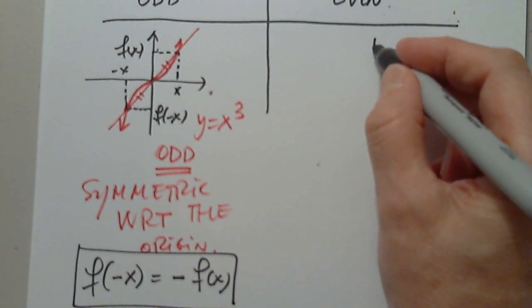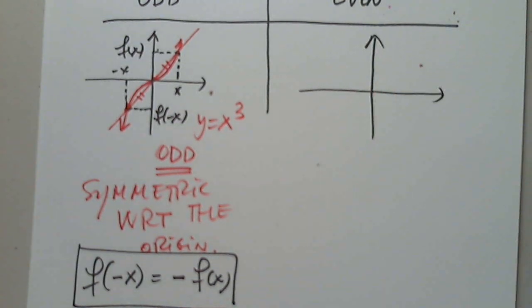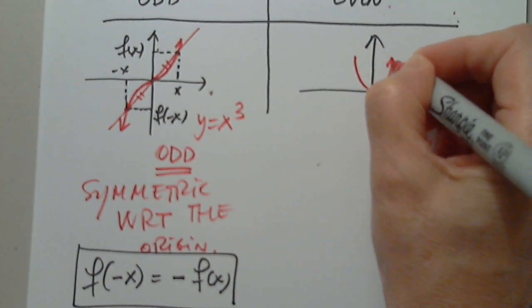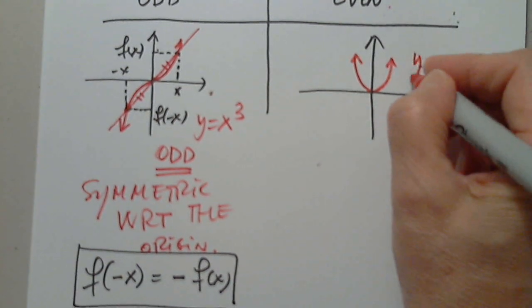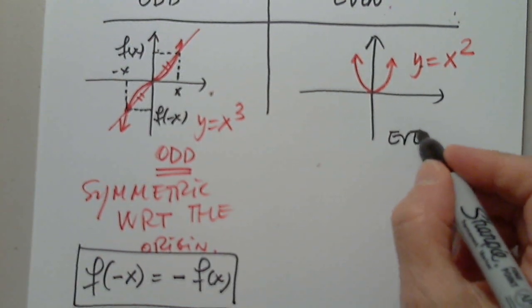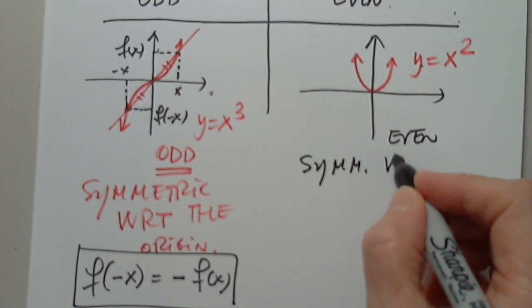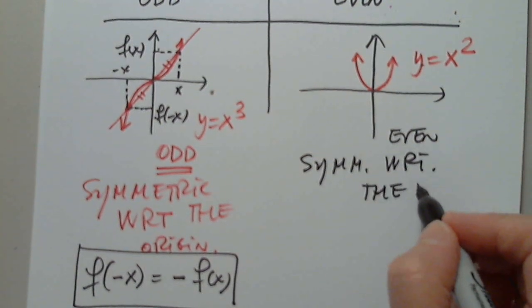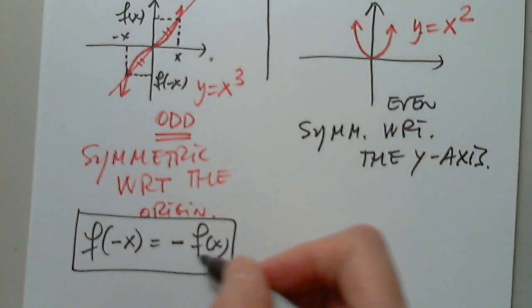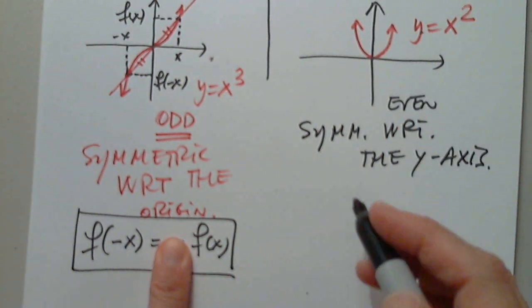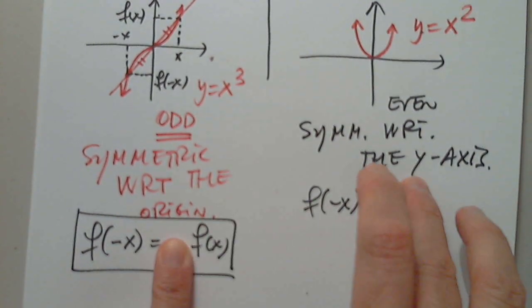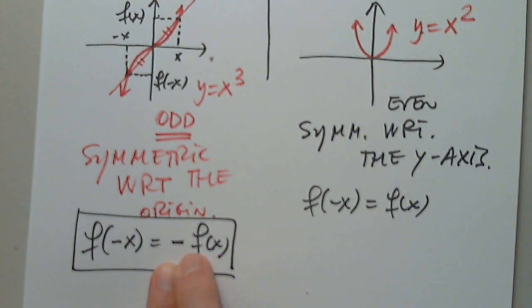A function is even if it is symmetric with respect to the y-axis, like y equals x squared. So it's called even and symmetric with respect to the y-axis. And of course, the relationship is even easier. It's this. They are the same. One of them is the same, and the other one is the opposite.